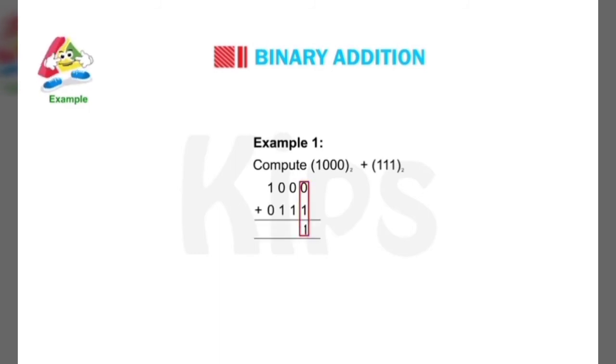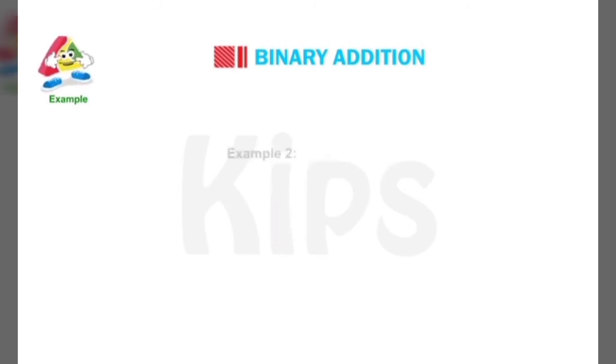So start adding from right hand side. 0 plus 1, 1, 0 plus 1, 1, 0 plus 1, 1, and 1 plus 0, 1. I hope you have got it. So here is another example.